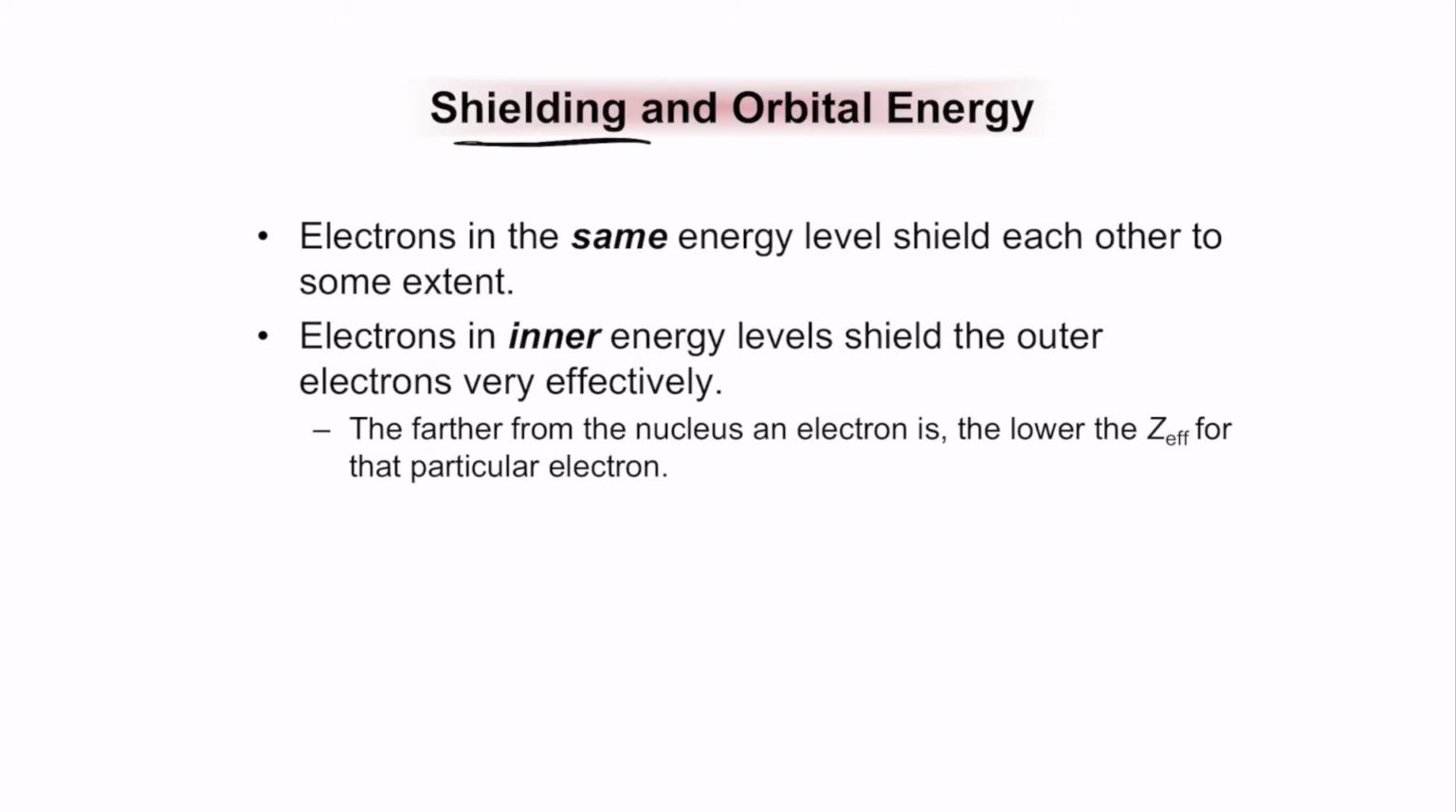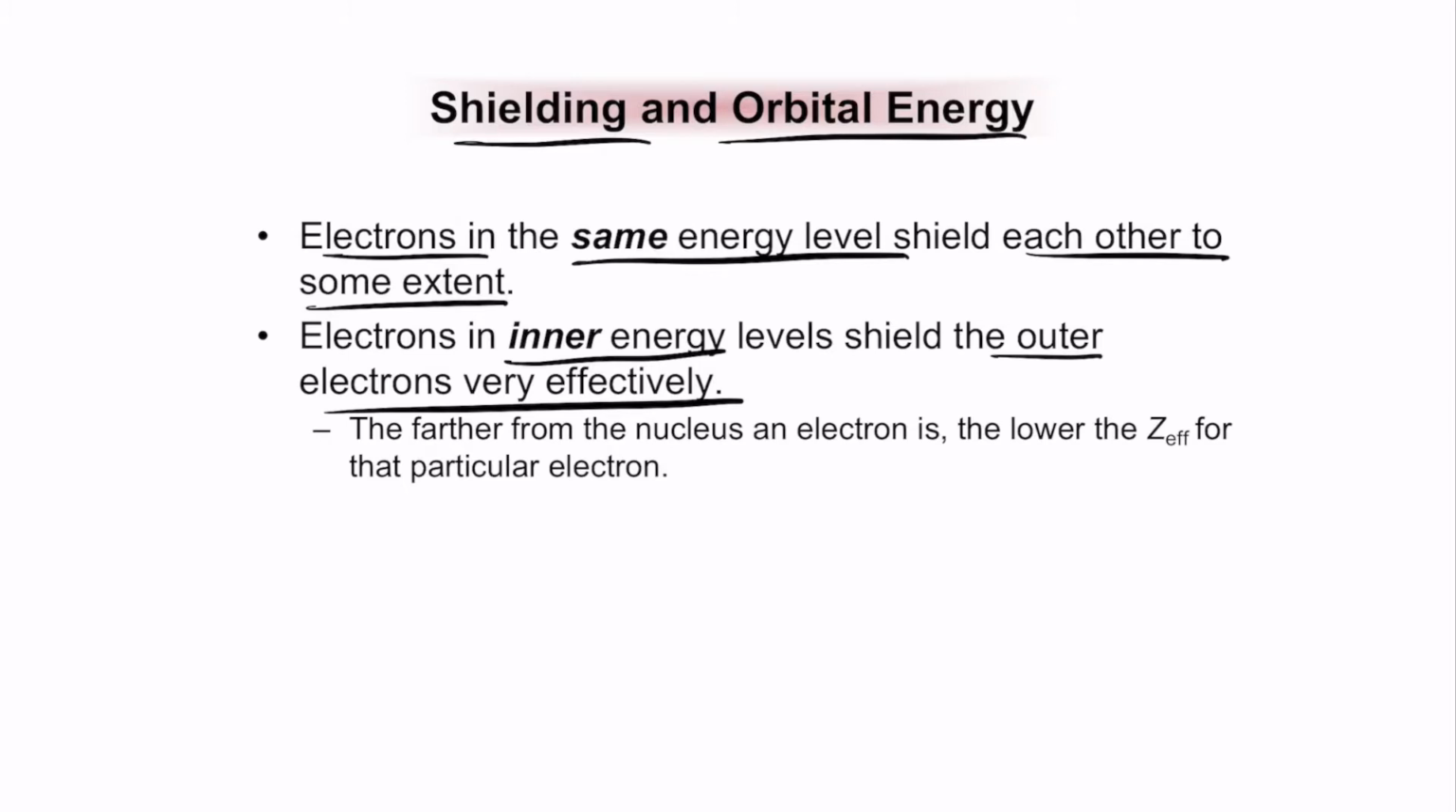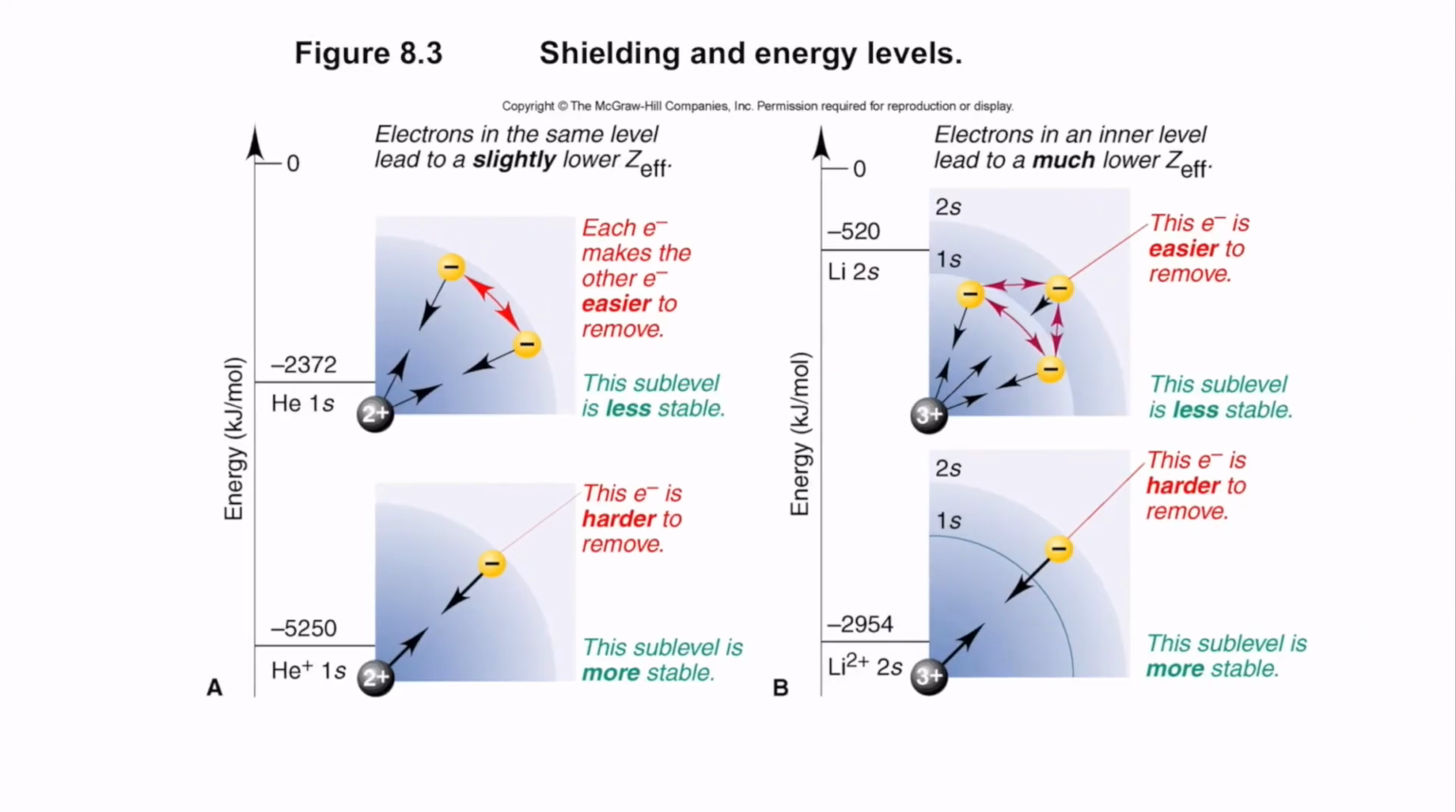Next, let's talk about shielding and orbital energy. Electrons in the same energy level will shield each other to some extent. Electrons in the inner energy level shield the outer electrons basically. Think of it like a football game where one blocks the other from having the same effect. Let's say a quarterback is running towards a certain person, and if there are two people in front of him, then the chances are that he might not have the same amount of force that he wanted to exert. So the farther from the nucleus an electron is, the lower the effective charge of that particular electron.